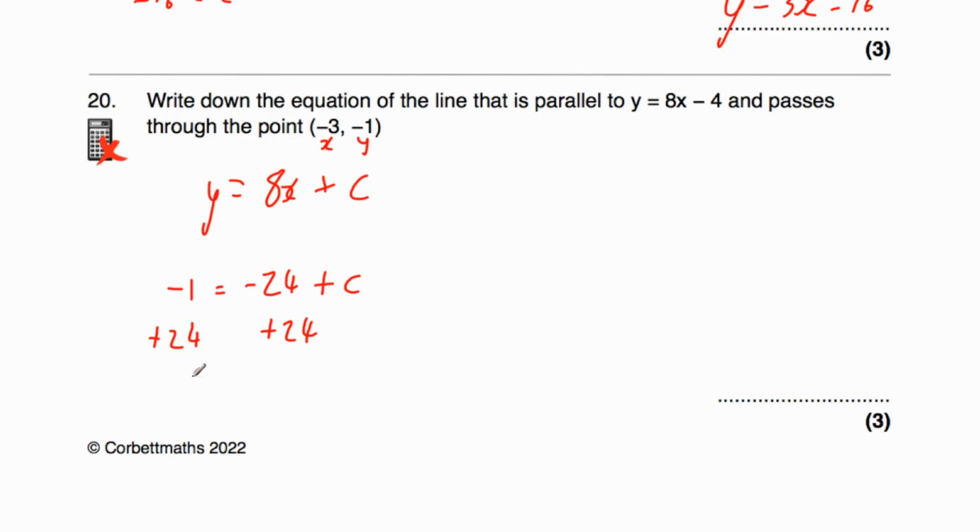-1 plus 24 would be 23. So you'd have 23 equals c. So c equals 23. So the question says write down the equation. So we know it's y equals, we know the gradient's 8, so it's 8x, and then we've got plus 23. And that's it. Okay, question 21.